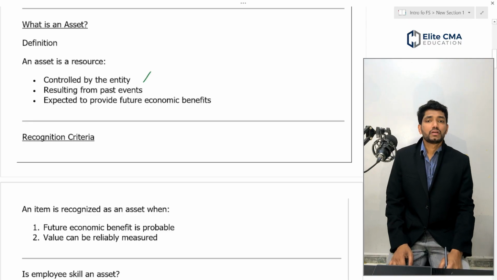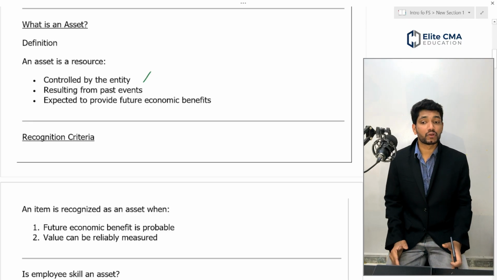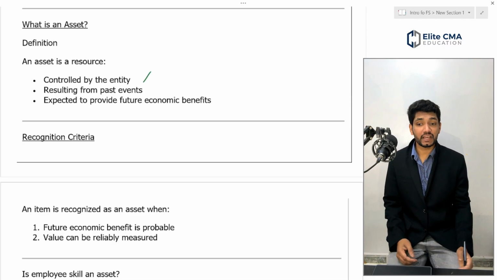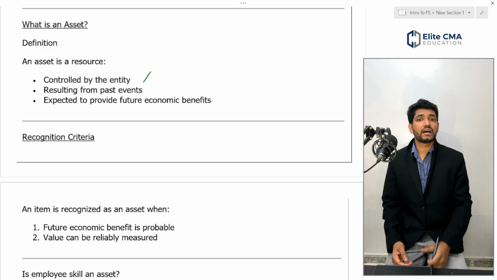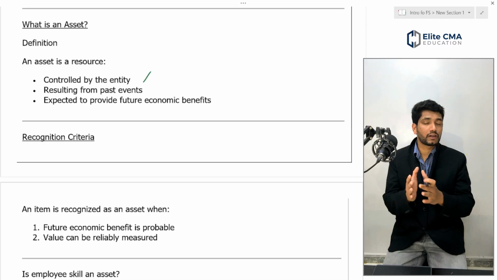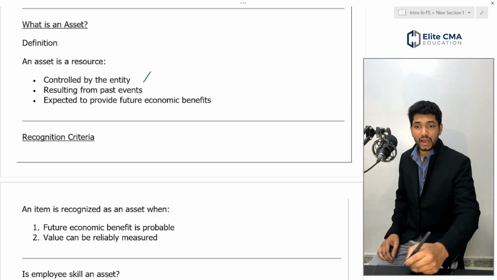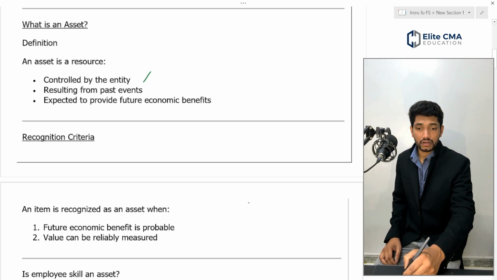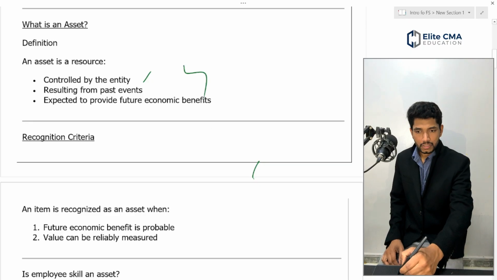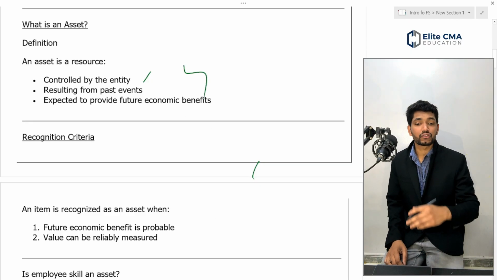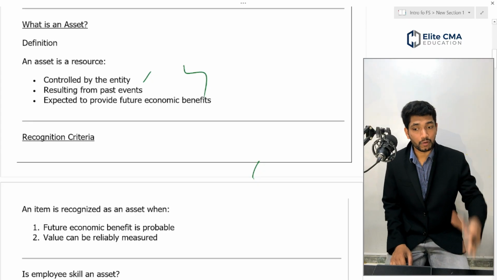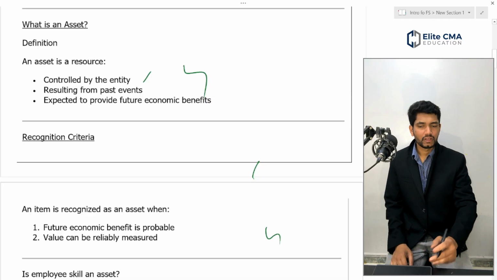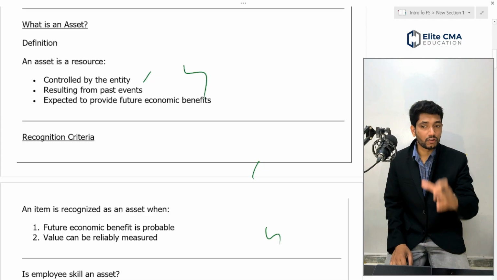Suppose a company has well-skilled employees, is this an asset? No, because it is not controlled by the entity. So to classify a resource as an asset, you have to satisfy all these conditions. And for recognition also, the future economic benefit should be probable and the value can be reliably measurable. So these are the characteristics of an asset.